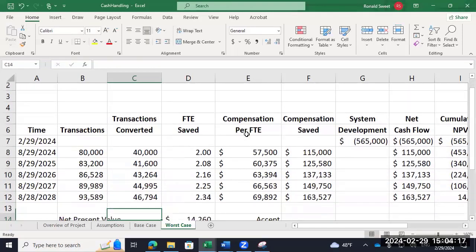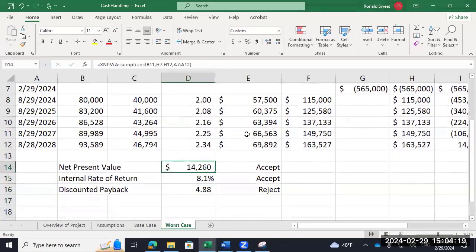So everything's already done. It's still accept, but not much. The internal rate of return is still accept, but it's just barely over our cost of capital, and the payback is reject because it's 4.88. But you're done. Once you change that, Bill Gates does all the work and you're updated.